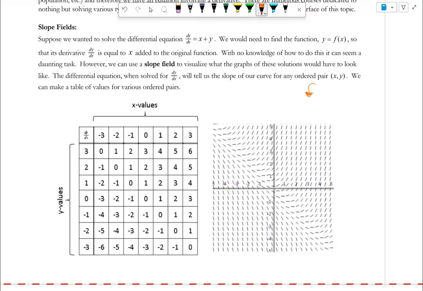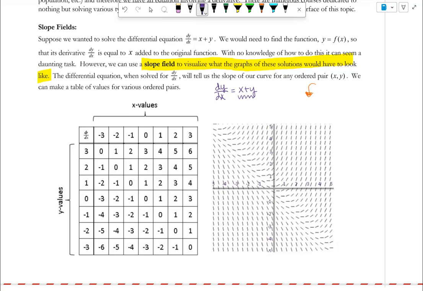Again, I want you to read this whole text up here, but when we consider this slope field, we use the slope field to visualize the graphs of the solutions to a differential equation. The differential equation that we're viewing the slope field for is dy/dx equals x plus y. Basically, for any solution to this differential equation, at any point along its curve, the slope of its tangent line, or its slope if it is in fact linear, should be x plus y.